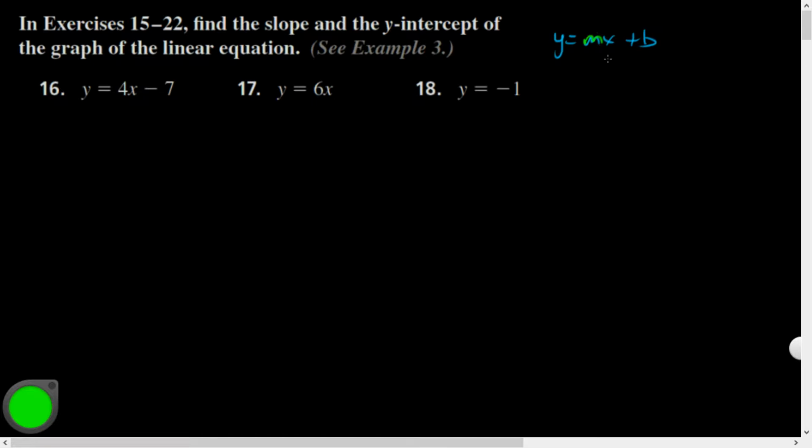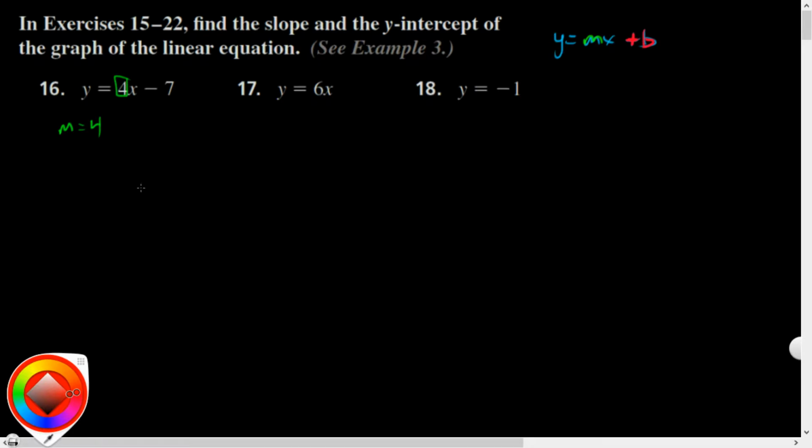M is the slope. You can find M. It's the coefficient of the x term. B is your y-intercept, and it does include this sign. So if that's a negative, then the y-intercept will be negative. So here's three equations, ladies and gentlemen. The slope here would be, like I said, the coefficient of the x, the number in front of the x term. So m is equal to 4.